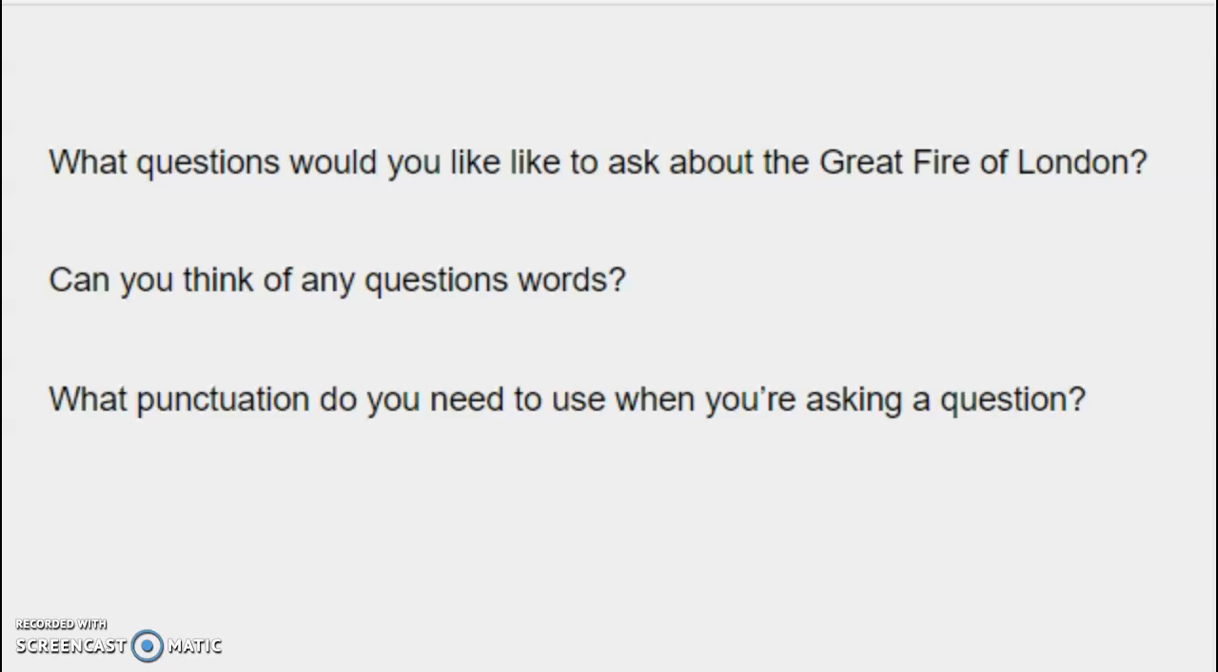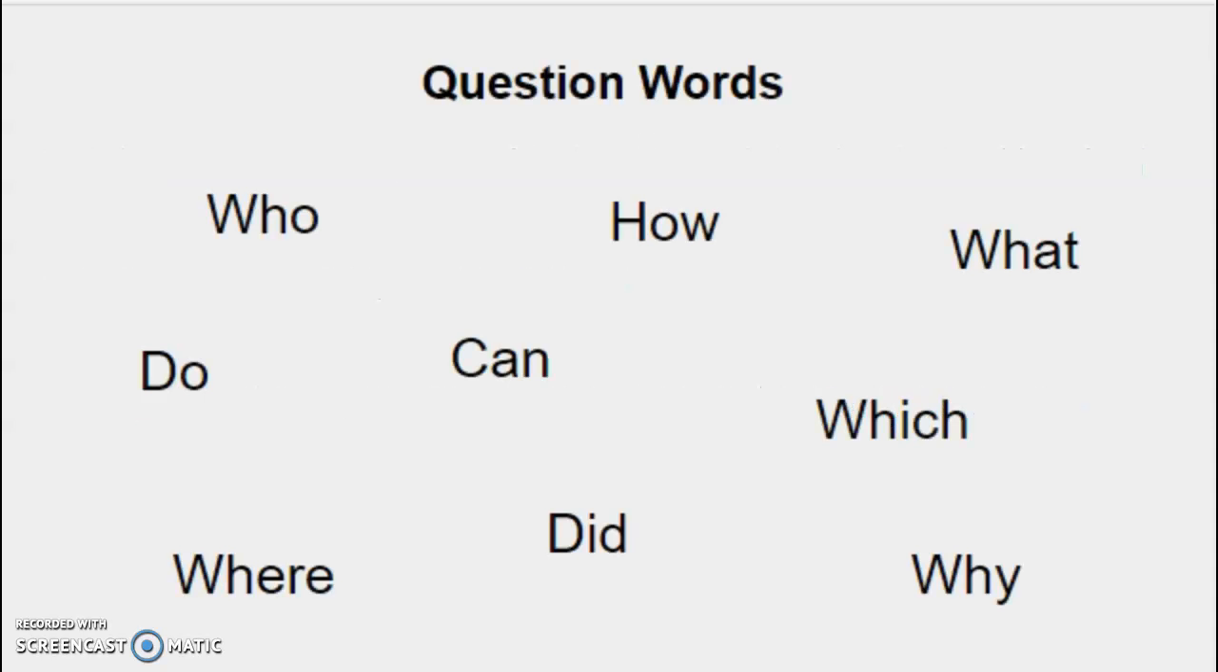How did you get on? I hope you came up with lots of questions that you would like to ask. And first of all, did you think of any of those question words? So on my next slide, I'm going to show you the words that we should be using. So these are all different question words. So we've got who, do, where, did, can, how, what, which, and why. So these are words that we use at the beginning of sentences if we're asking a question.